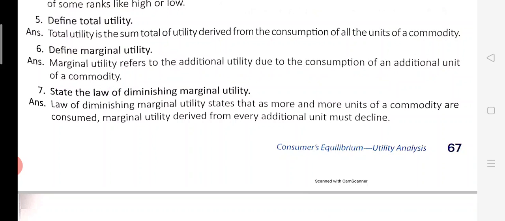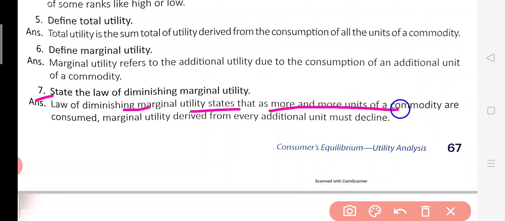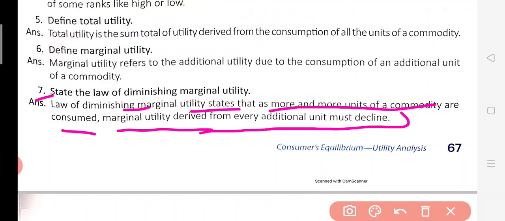Now, what is the law of diminishing marginal utility? The law of diminishing marginal utility states that as more and more units of a commodity are consumed, the marginal utility derived from every additional unit must fall or decline.